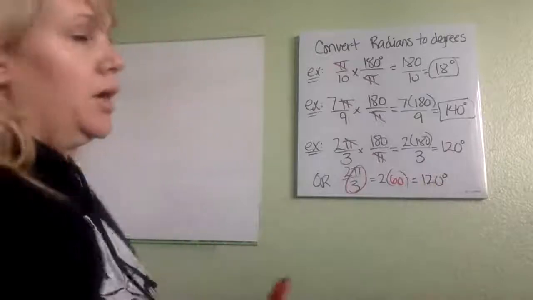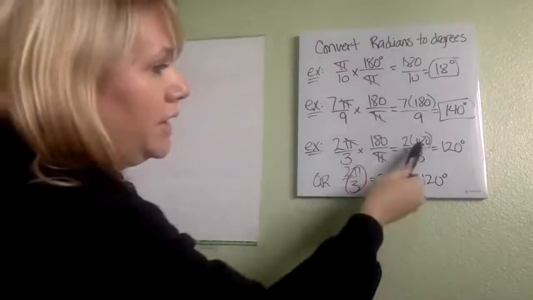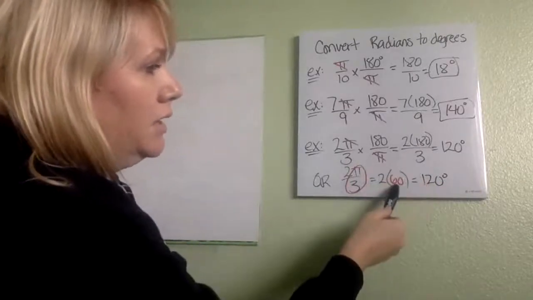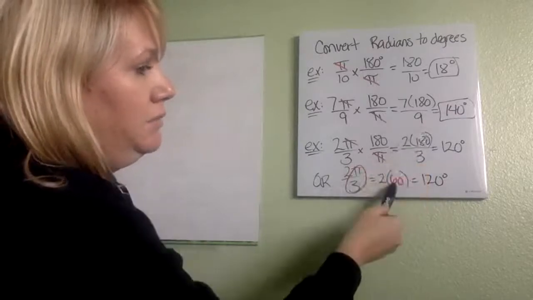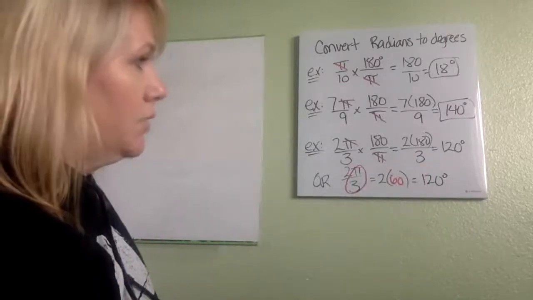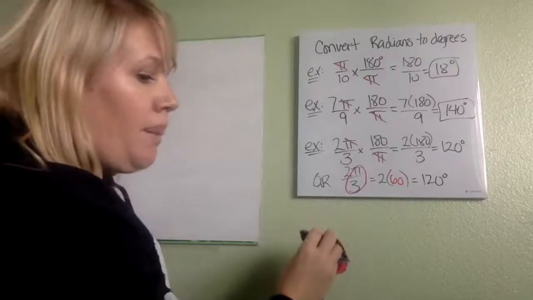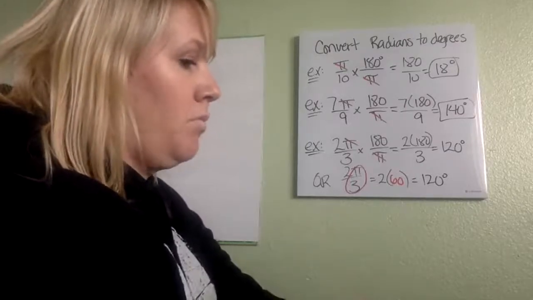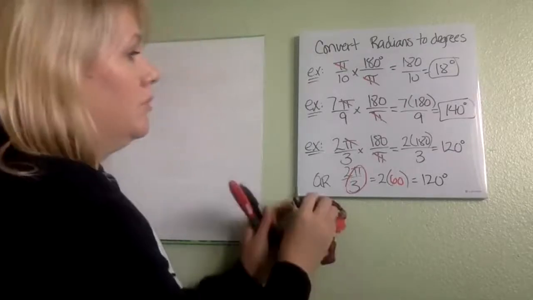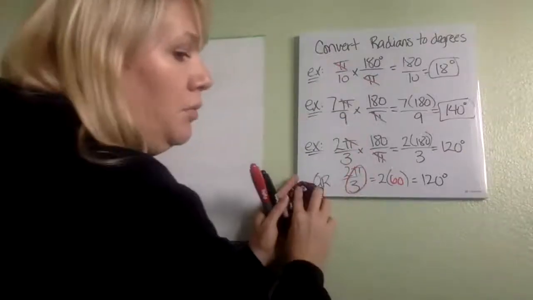That's a little bit of a shortcut, so you're welcome to do that. You can see it right here, 180 divided by 3. That's where the 60 comes in. And so 2 times 60 is 120. I'm going to erase this. I have a couple more examples like this.